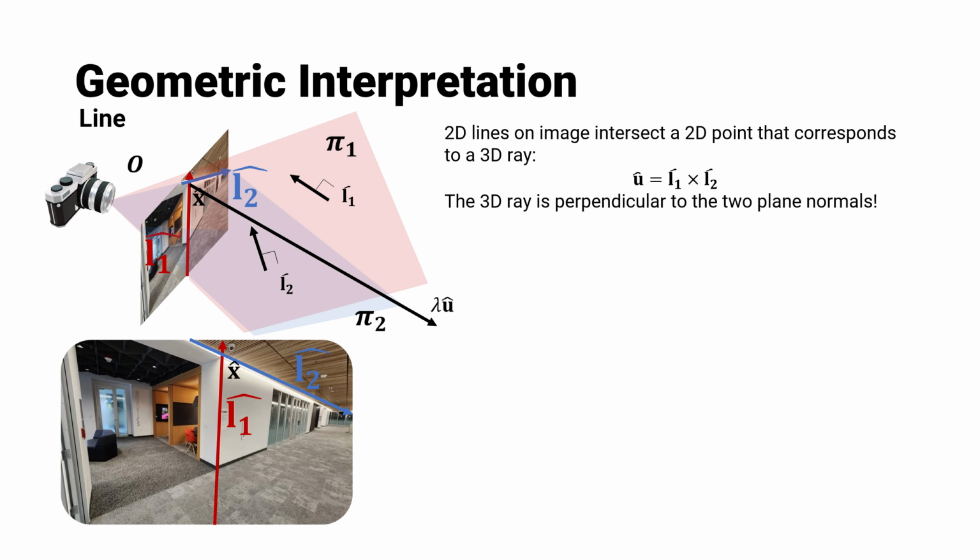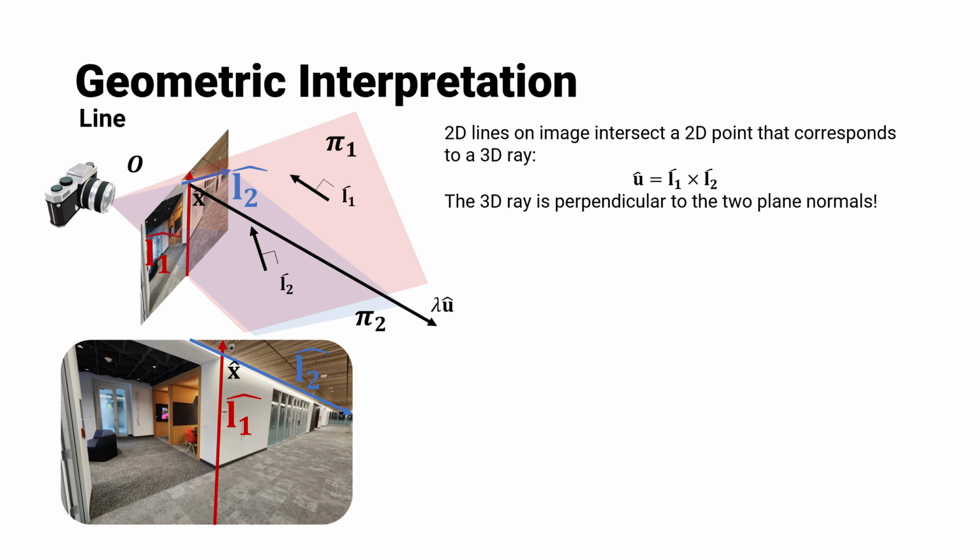The 2D lines on the image intersect at a 2D point that corresponds to a 3D ray. Just to recap, we have this blue line and the red line, and they intersect, and we basically have the 3D ray which corresponds to the intersection point, which is perpendicular to the two plane normals which we are seeing in red and blue here.